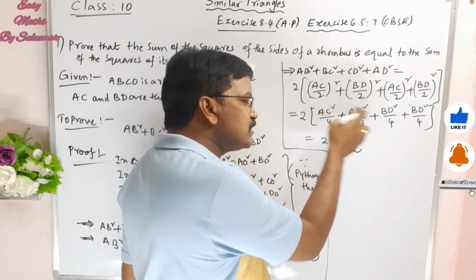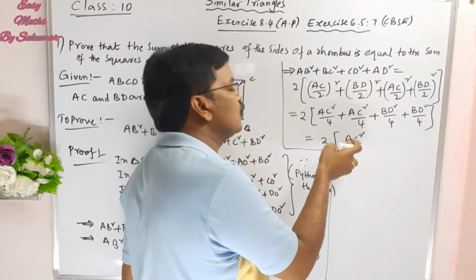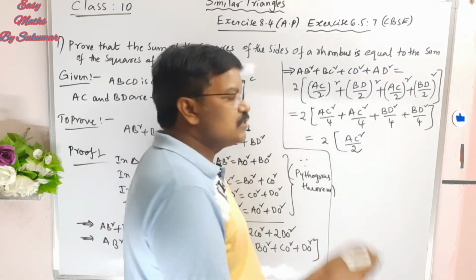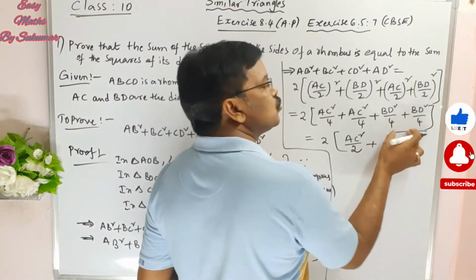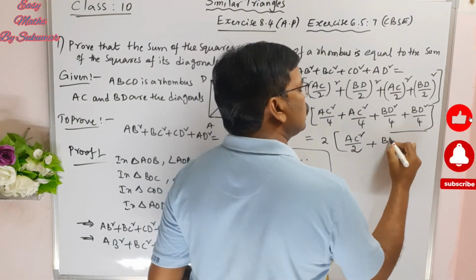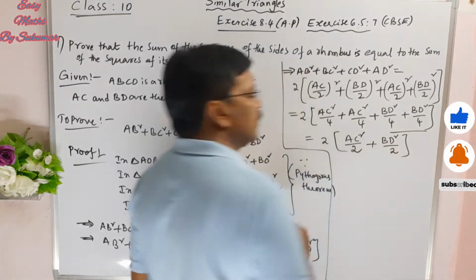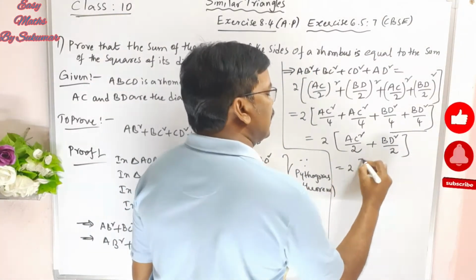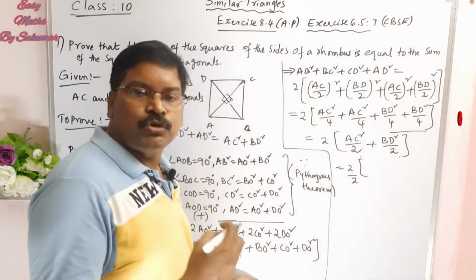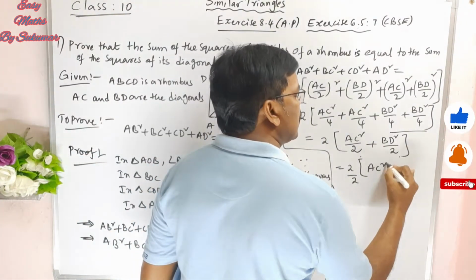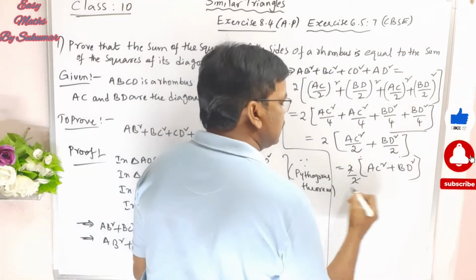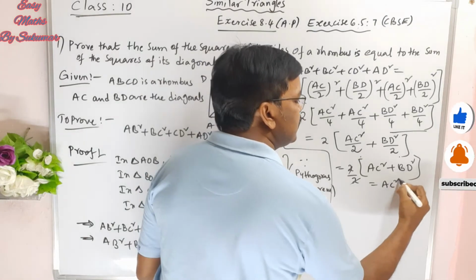That means AC square by 4 plus AC square by 4, that is AC square by 2. Similarly, here also 2 1/4, so BD square by 4 plus BD square by 4 is BD square by 2. Right. Now here, my dear students, let us take 2 as common here. In the denominators, 2 is the common. That means AC square plus BD square. So 2 gets cancelled. Finally, what is here? AC square plus BD square.